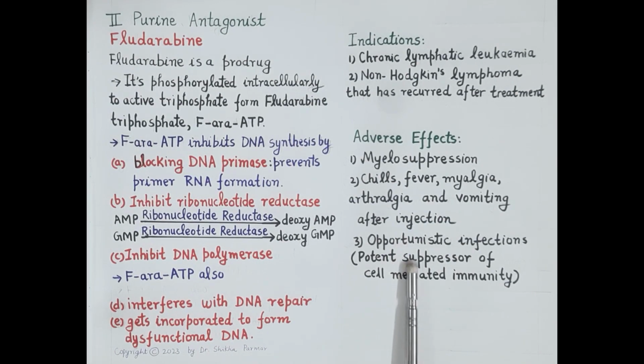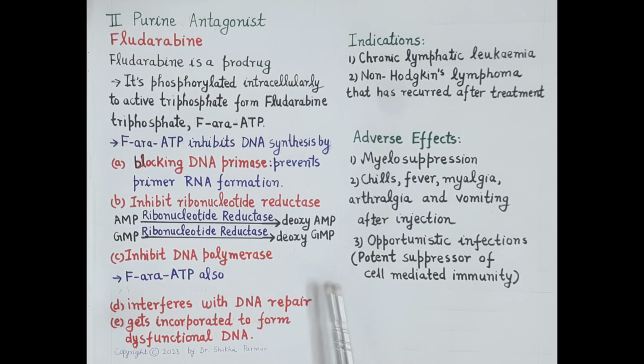Then it can also result in opportunistic infections because it is a potent suppressor of cell-mediated immunity. So this is the pharmacology of the purine antagonist fludarabine.